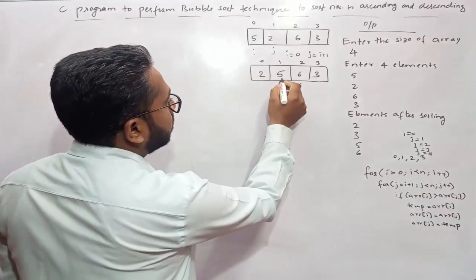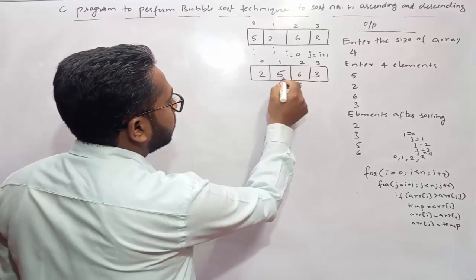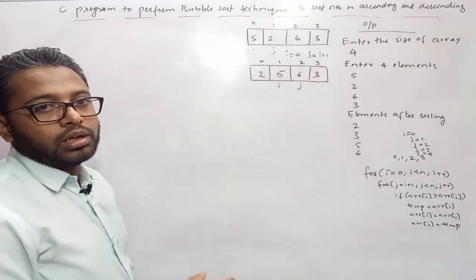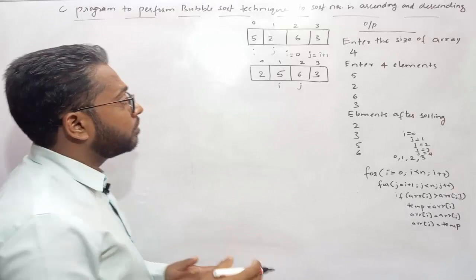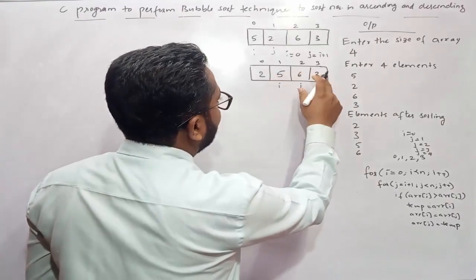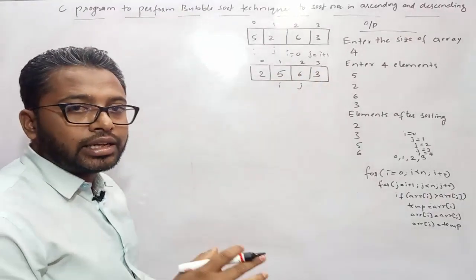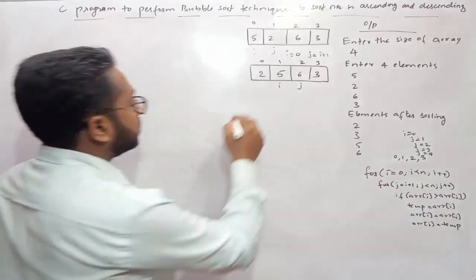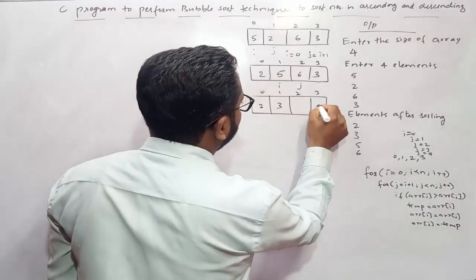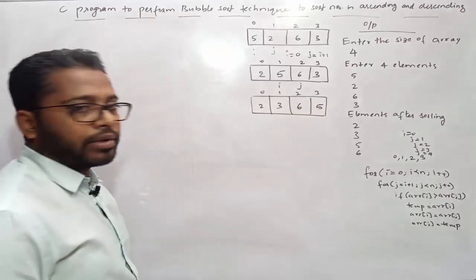Comparison will be made between this item and this item. 5 is greater than 6, no, that's why swapping will not take place. Then 5 gets compared with 3, 5 is greater than 3, yes, swapping will take place. 3 will come here and 5 will come here, and then 6 will be kept as it is.